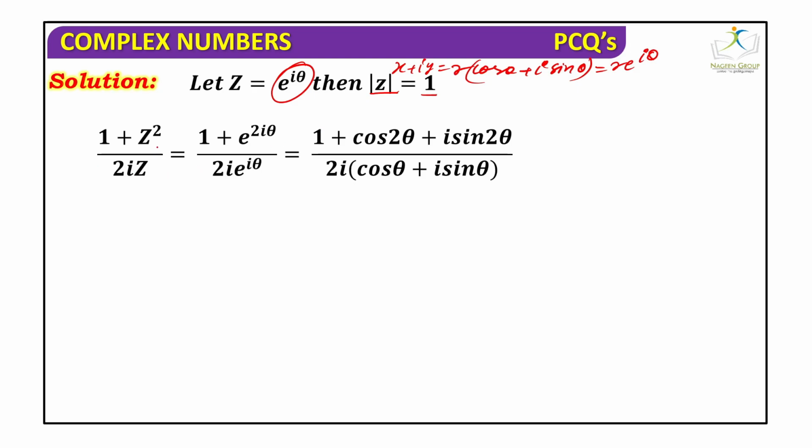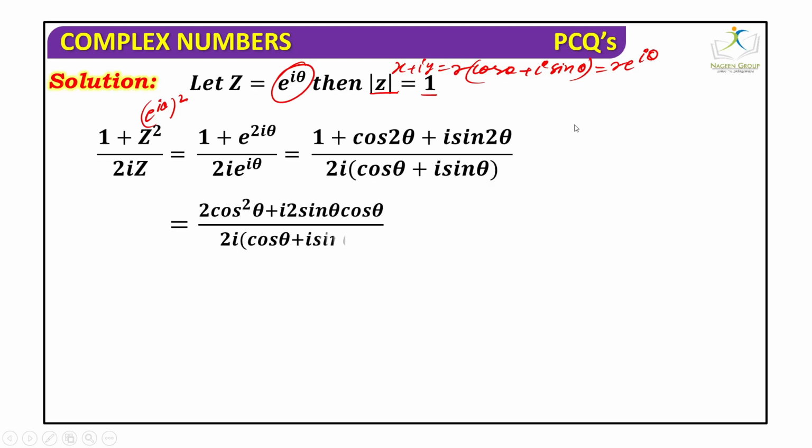So 1 plus z square, put the value e to the iota theta whole square, so it will be e to the 2 iota theta divided by 2 iota into e to the iota theta. From here just put the value, it's cos 2 theta, because here when we remove iota, the angle will be 2 theta, cos 2 theta plus iota into sin 2 theta divided by 2 iota into cos theta plus iota sin theta.